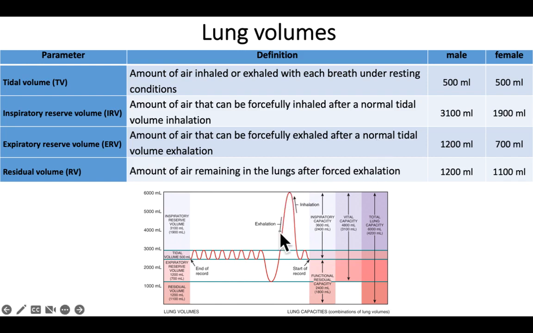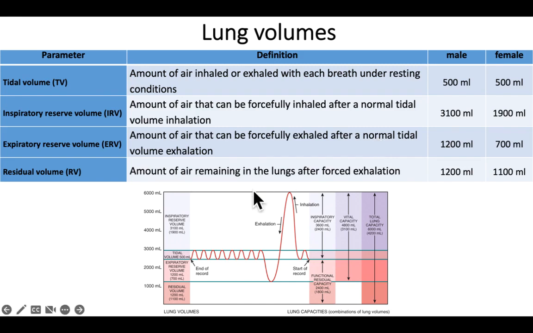Then you can exhale that volume. You can exhale that tidal volume. How much more can you exhale? That's called expiratory reserve volume. That's the amount of air that can be forcefully exhaled after you've exhaled your tidal volume.